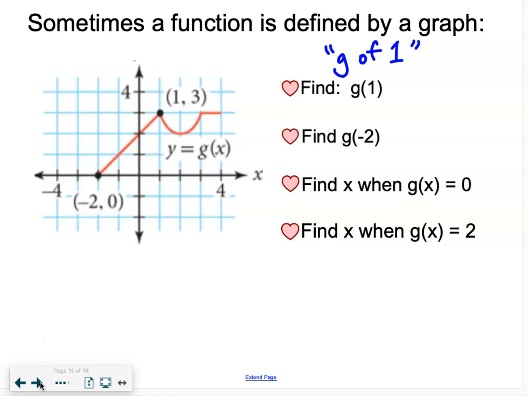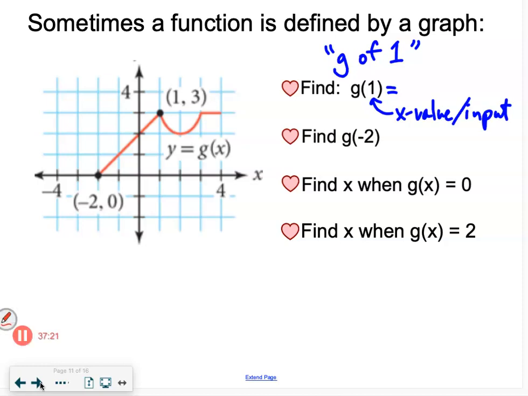Now, this 1 that's inside of these parentheses, is that going to be an x value or a y value? X value. It's an input. We're plugging 1 into the G function. So 1 is an x value, but G of 1 is not an x value. What's G of 1? 3. It's a y value, and specifically it's 3, right?